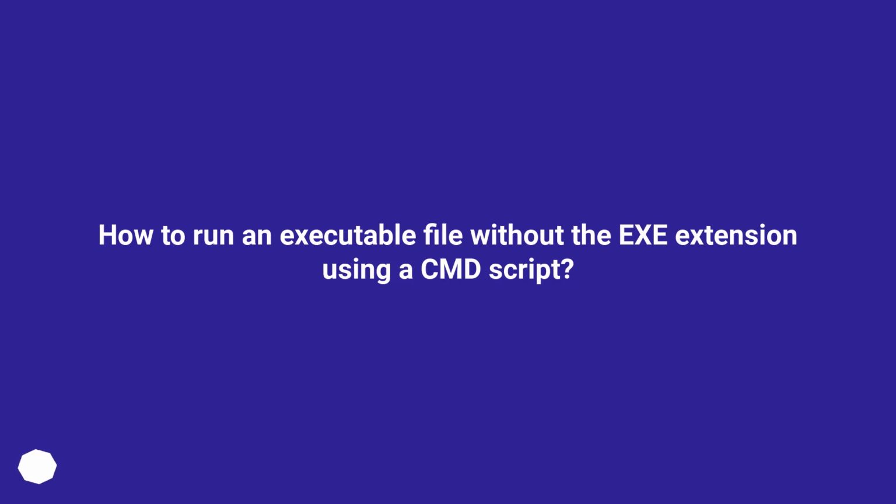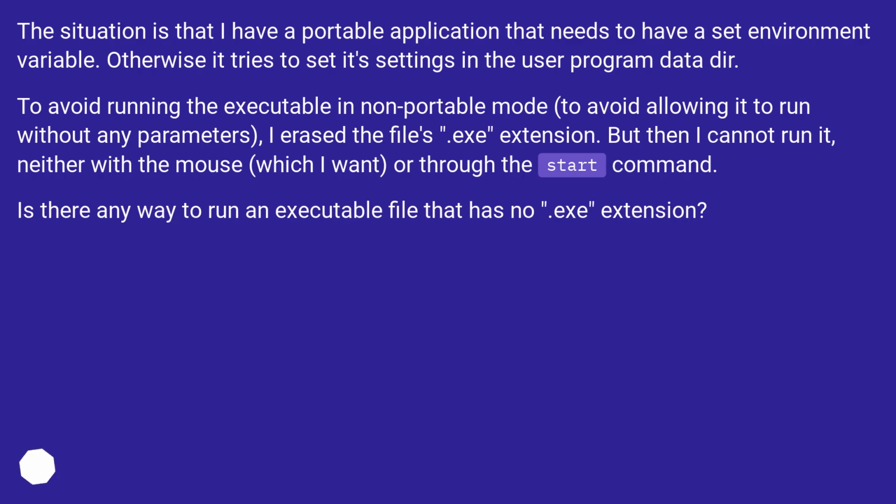How to run an executable file without the EXE extension using a CMD script. The situation is that I have a portable application that needs to have a set environment variable. Otherwise it tries to set its settings in the user program data dir.